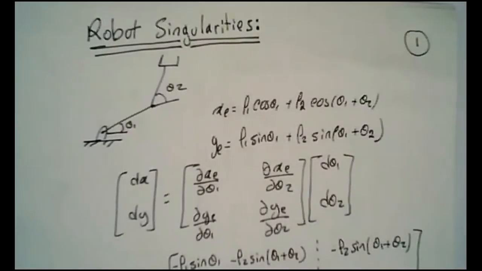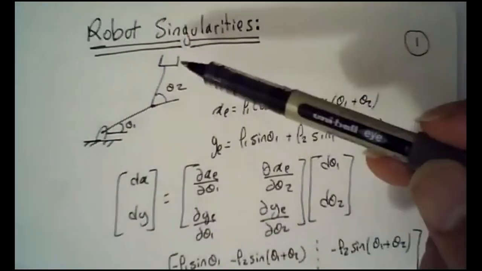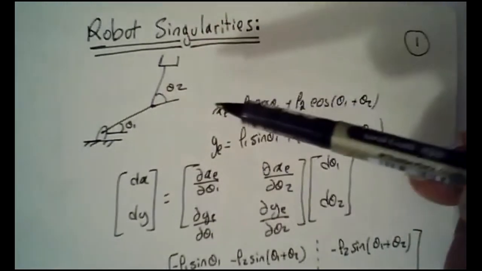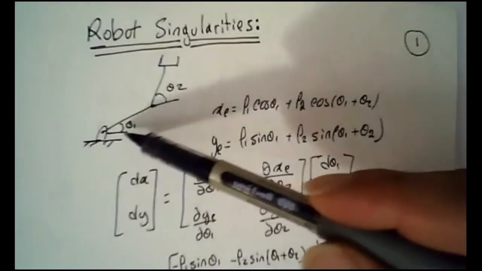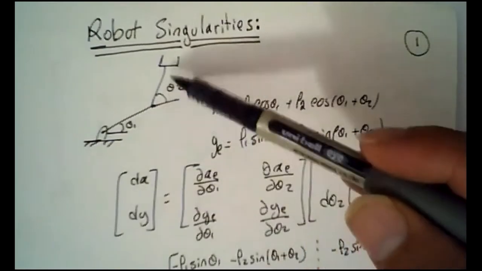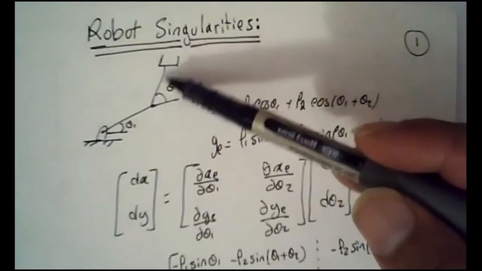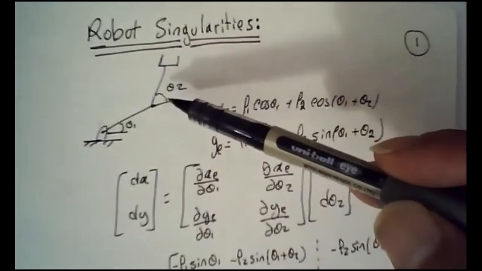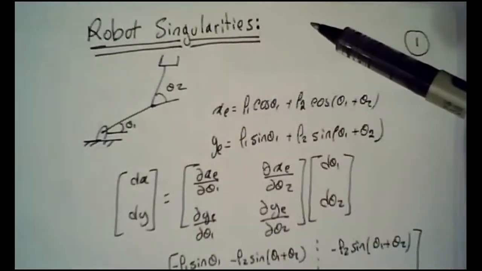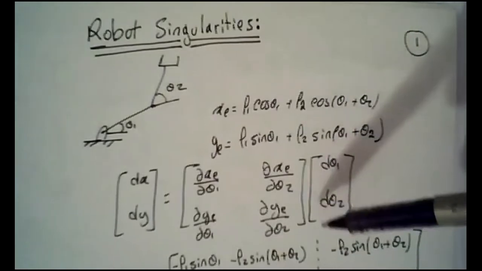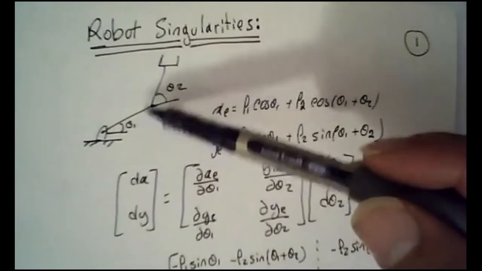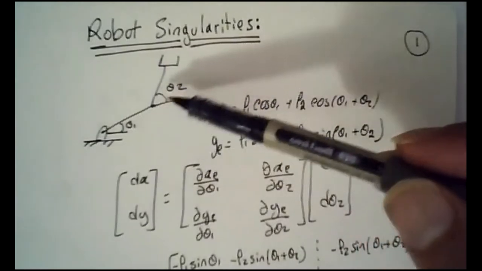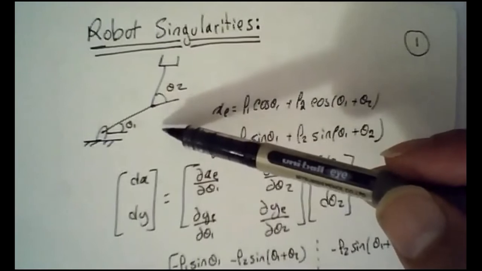Hello guys, in this lecture I'm going to go over an important topic in our course, which is robot singularities. Robot singularities are regions in the robot workspace, at particular values for theta 1 and theta 2, where the robot is unable to move in a particular direction or can move in one direction more than another. In this lecture we'll calculate the angles theta 1 and theta 2 where this 2 degrees of freedom robot has a singularity.